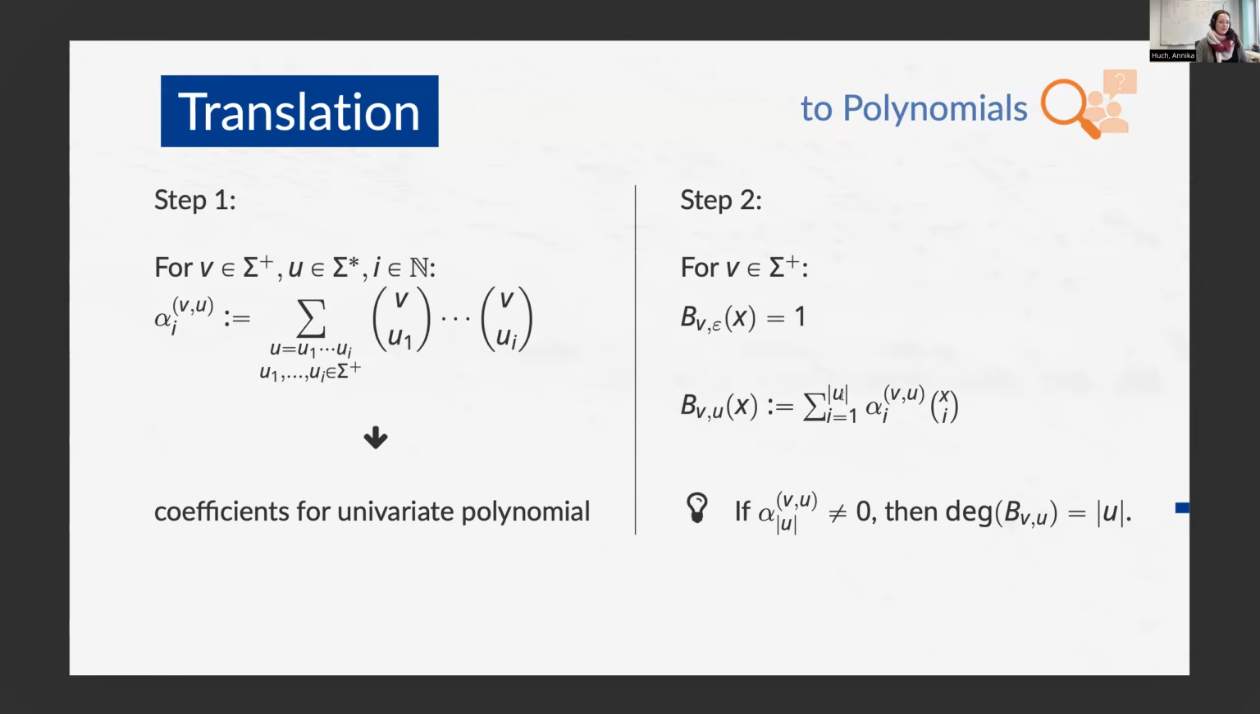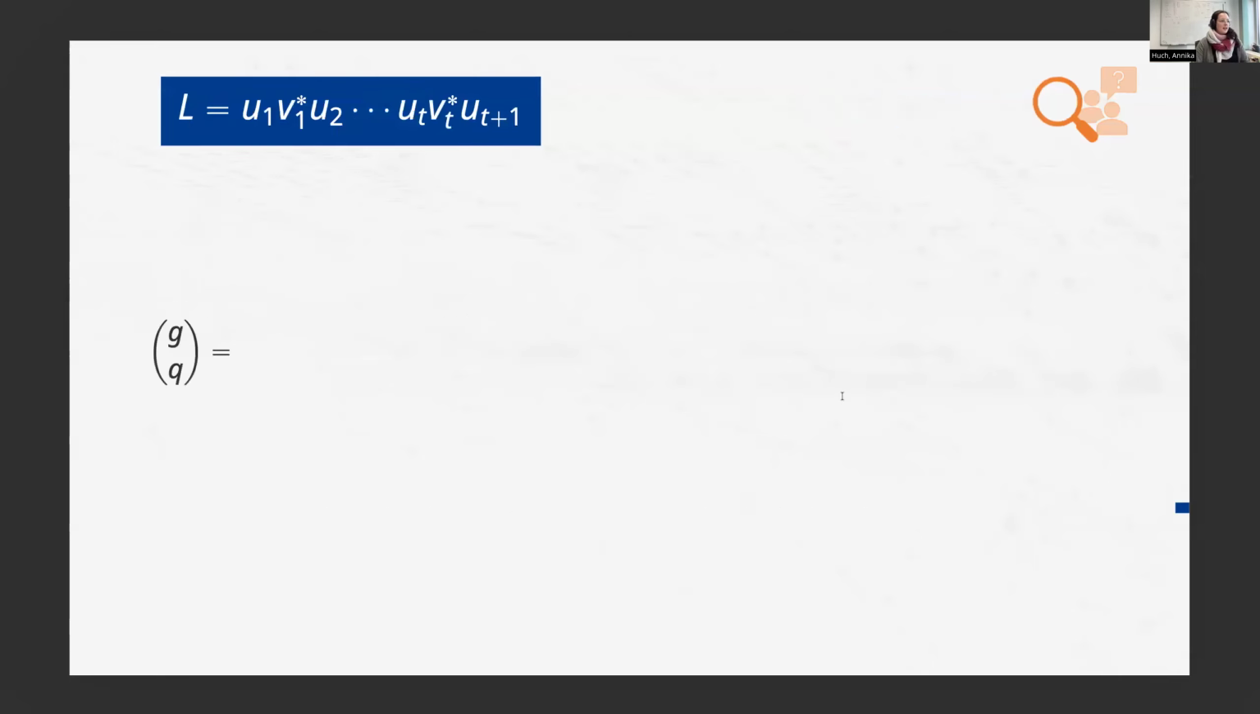But this is rather formal. Let's make an example. So we again have this language, and let's see what happens if we evaluate first an abstract one, and then we make a more concrete example later, g over q.